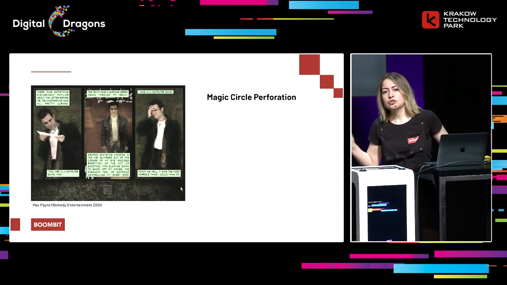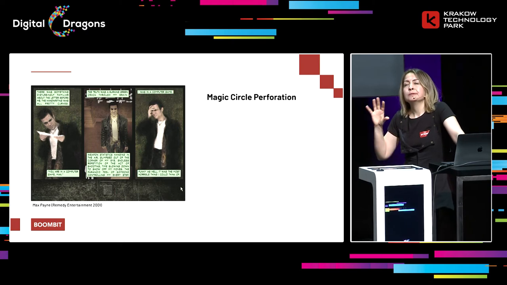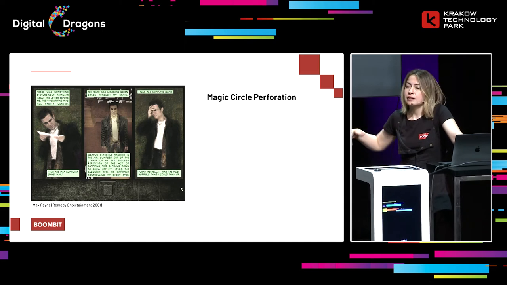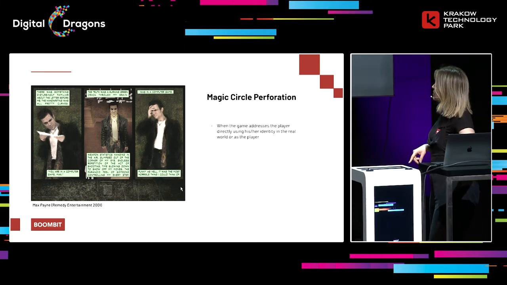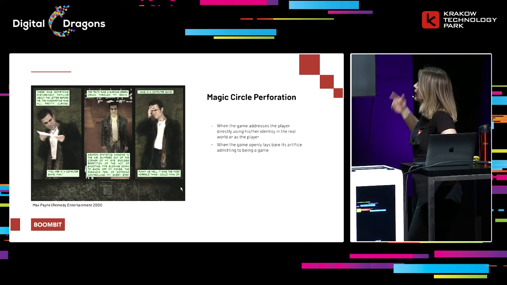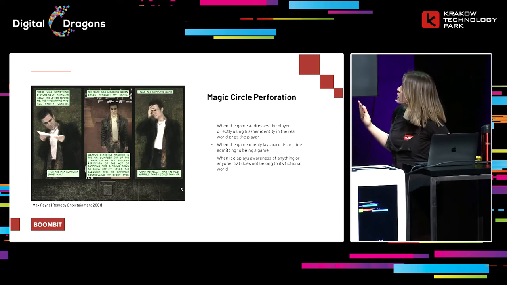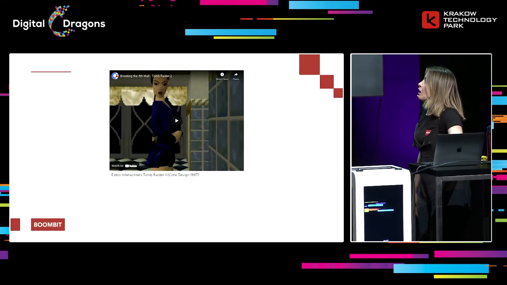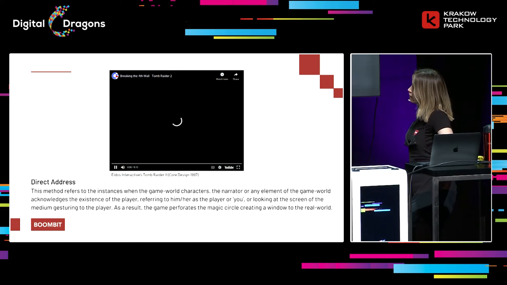So when we go for the magic circle perforation, we are looking for more, let's say, classical kinds of fourth wall breaks. But again, with the player's state in the circuit, we cannot directly call them breaking the fourth wall. So when the game addresses the player directly, when the game openly talks about its artifice, or when it displays awareness of anything or anyone that belongs to the real world, we say it is magic circle perforation. And this is an example of direct address that we have.